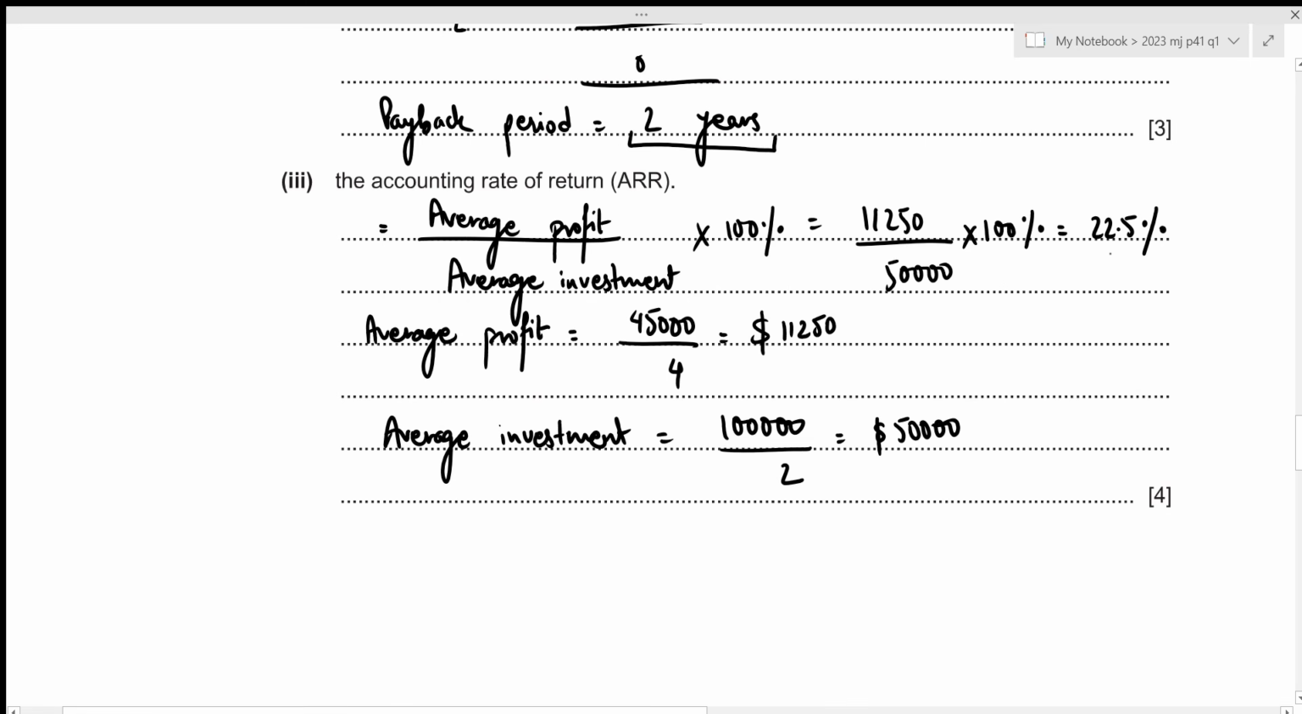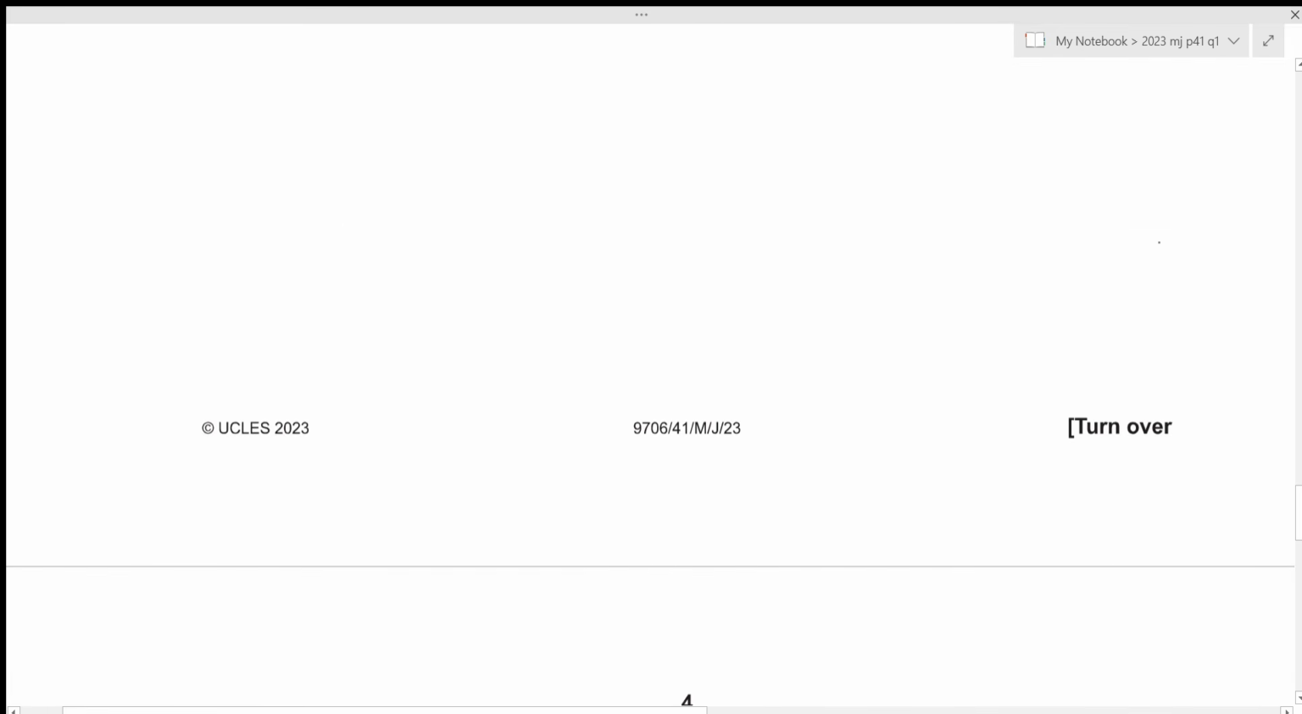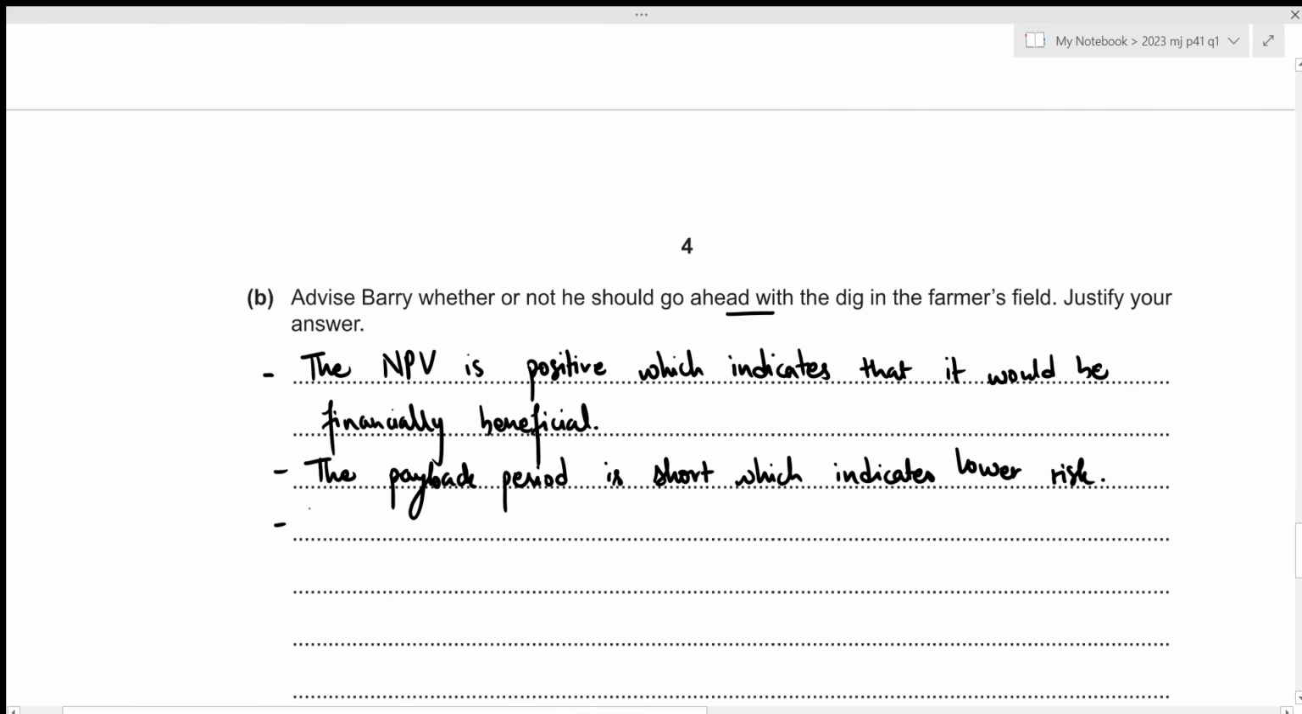Then the third thing that we figured out was our accounting rate of return, and it was 22.5%, whereas our cost of capital was only 10%. So we can see that ARR is in excess of the cost of capital. The ARR is in excess of Barry's cost of capital.